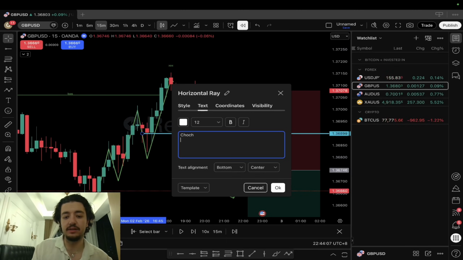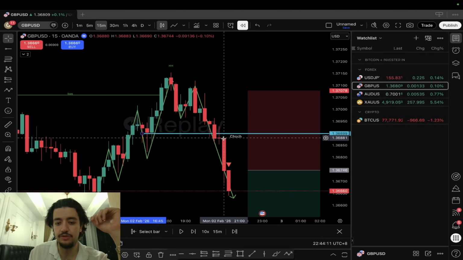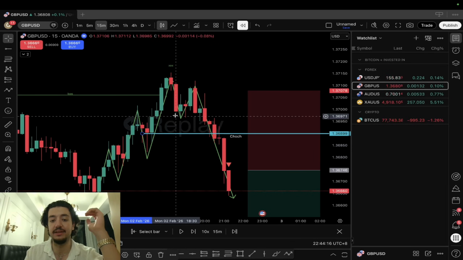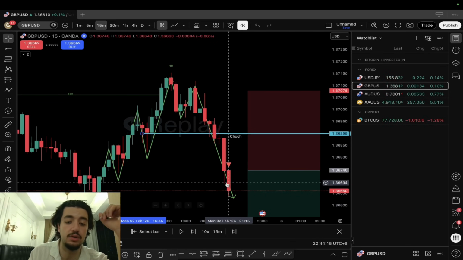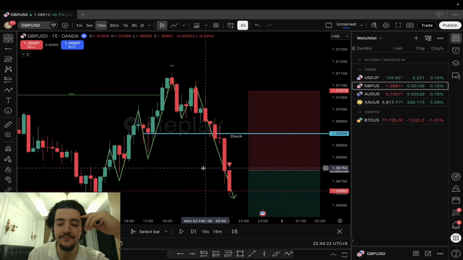It's called change of character. So after I saw this move here, I'm like, okay, now we're not in an uptrend no more. Now we're in a downtrend. We have a high, low, lower high, lower low. And this is like an S setup. I'm gonna tell you why, or A setup.